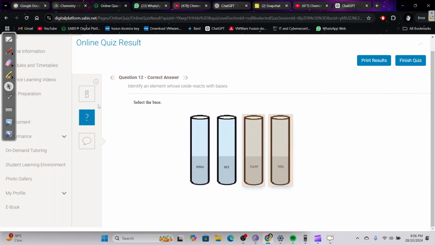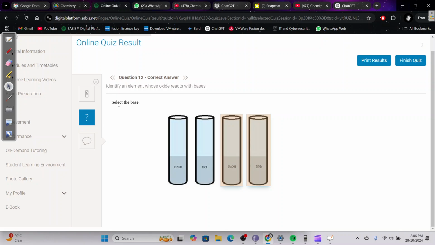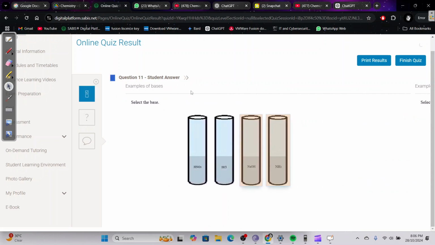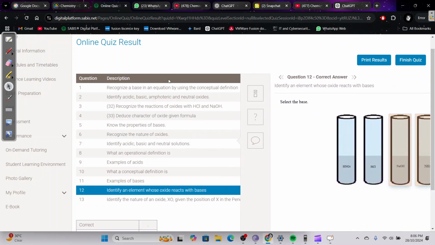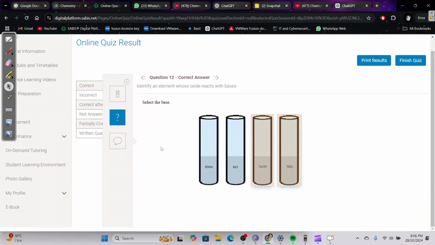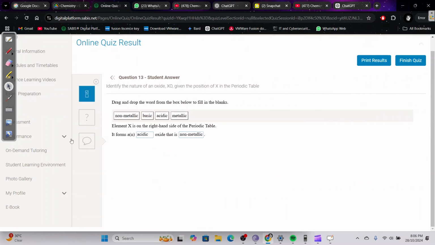Question 12. Select the base again. No, I think yeah, there we go. That book, I'm going to have to close out of and open again. There you go.